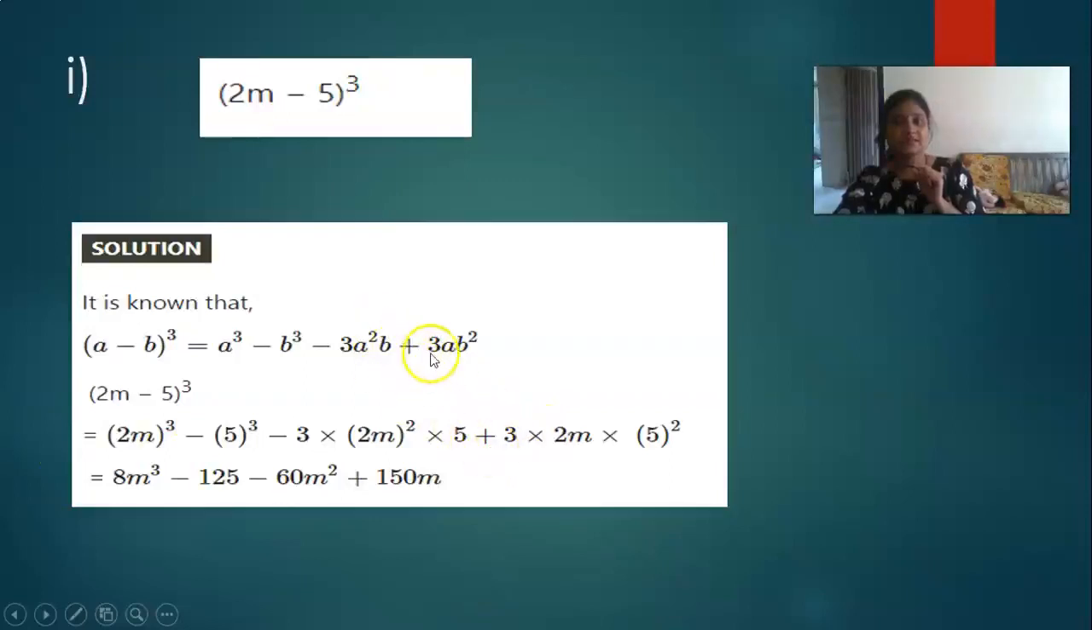This plus, as it is 3 times a, 3 multiplied by a. A is 2m. So 3 multiplied by 2m multiplied by b square. What is b? B is 5. So multiplied by b square, that is 5 square.